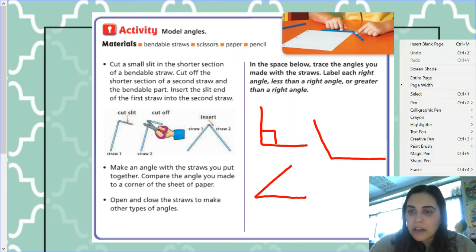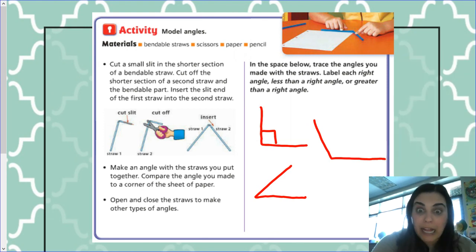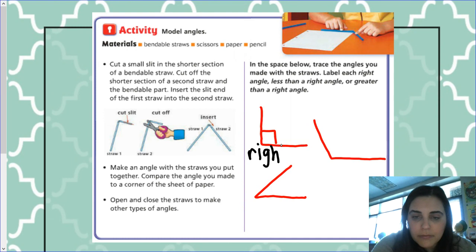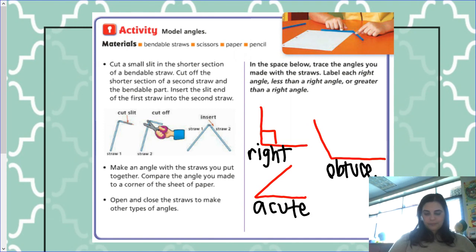So let's use these math words and write these down. So we have right, acute, and obtuse. Okay. All right. Take as much time as you need here. Remember, you can always press pause. And let's keep going.